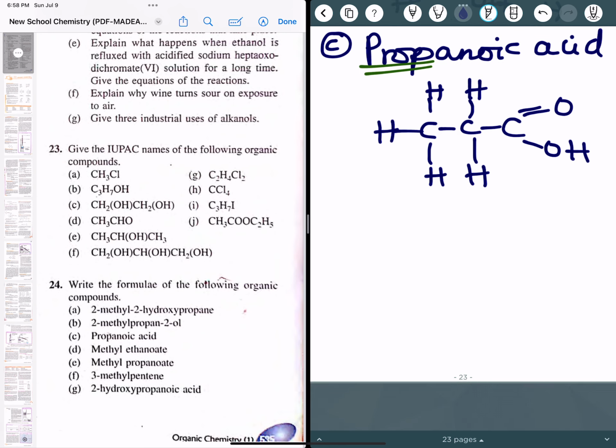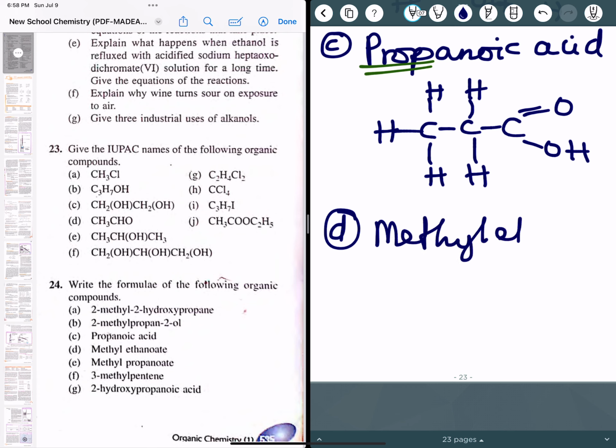Question C, propanoic acid. In propanoic acid, you should take note that this is an alkanoic acid, so it will contain the carboxylic acid group, COOH. Counting from the first carbon atom here, this as the second, this as the third, you will have 3 carbon atoms forming a chain. So there must be 2 extra added to it, CH2, CH3, to make it propanoic acid.